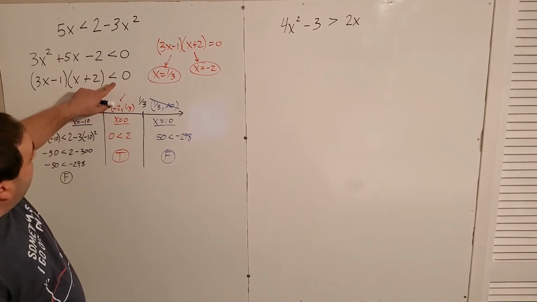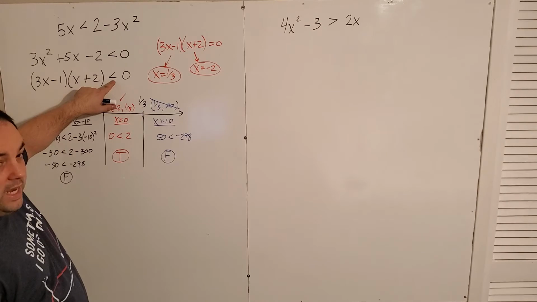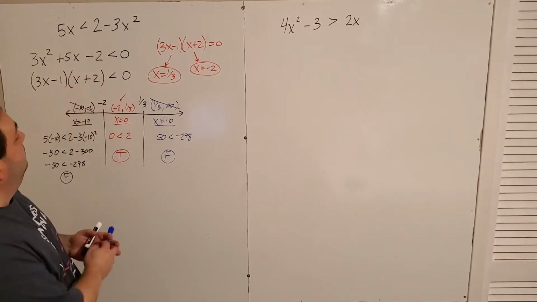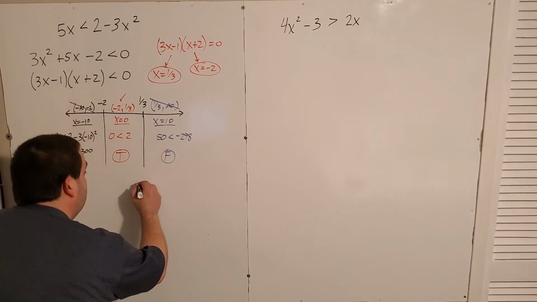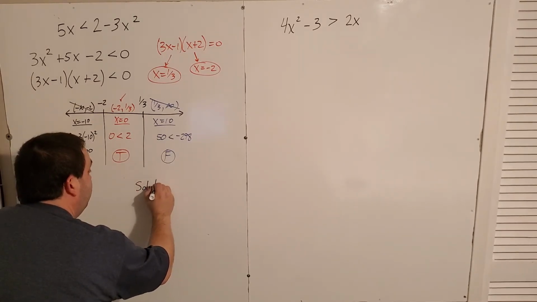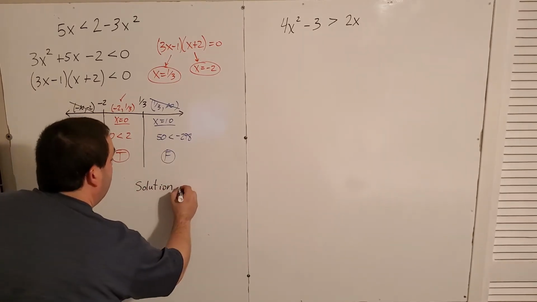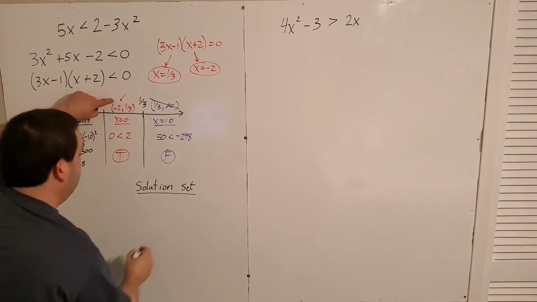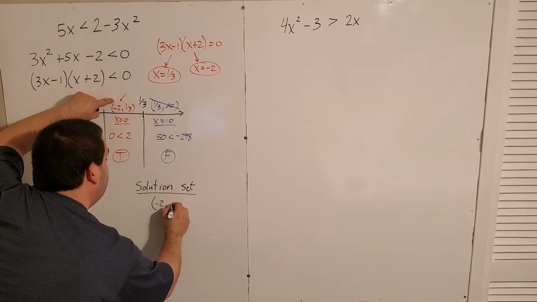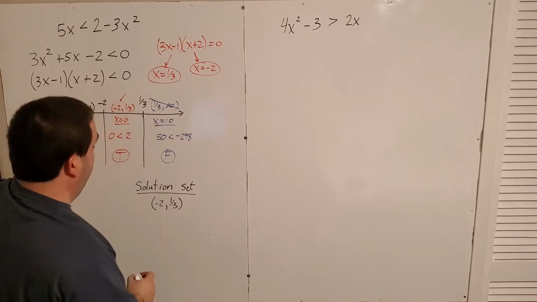Okay, so let's write our solution set. There's no equals this time, right? So then I won't be using brackets is what I mean. My solution set is then this one, -2 all the way to +1/3.